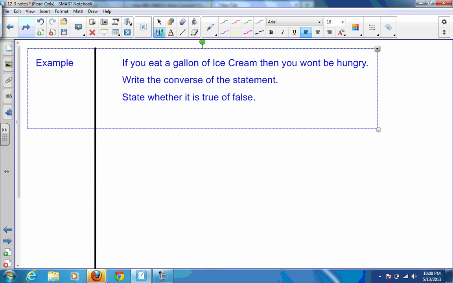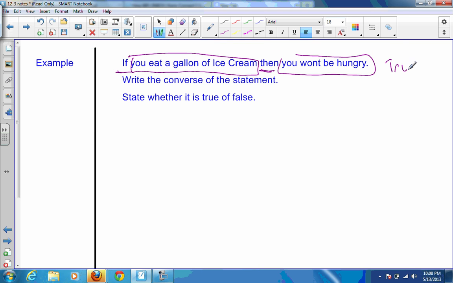All right, last example here. If I eat a gallon of ice cream, then you won't be hungry. That original statement, I'm going to say that is true. If you eat a gallon of ice cream and you're still hungry, you have a tapeworm or something. You are definitely not hungry anymore. You have some type of illness. So I'm going to say that's true.